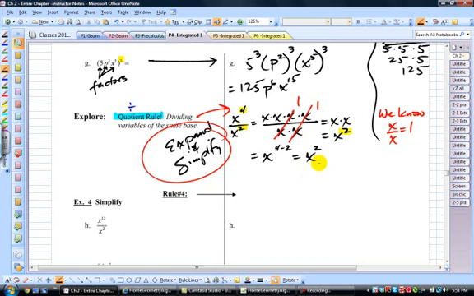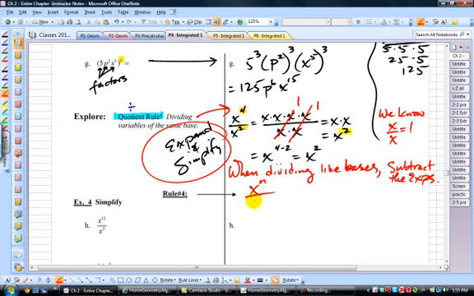So when you divide like bases, you're going to subtract the exponents. Let's write that down. When dividing like bases, subtract the exponents. As a rule, it looks like this: x to the n divided by x to the m is equal to x to the power of n minus m. Notice how I subtracted the exponents right here.